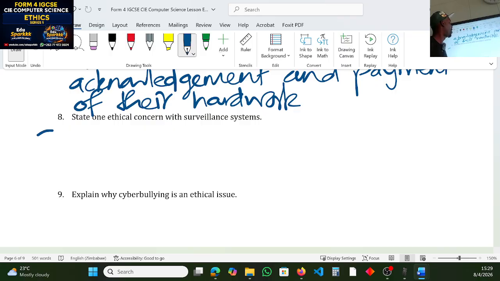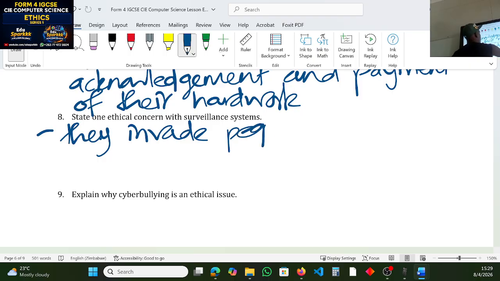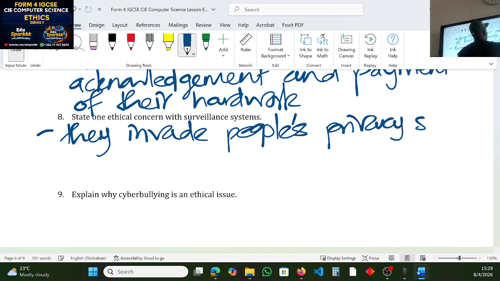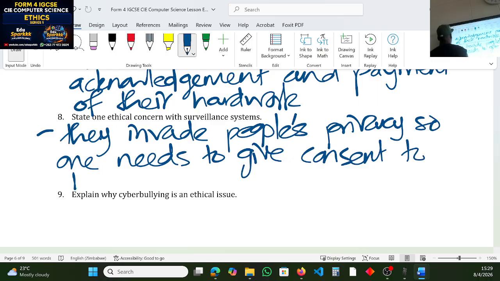State one ethical concern with surveillance systems. One is to give people consent to be monitored. Otherwise, that will be invading people's privacy. So surveillance systems invade people's privacy. So one needs to give consent to be monitored.